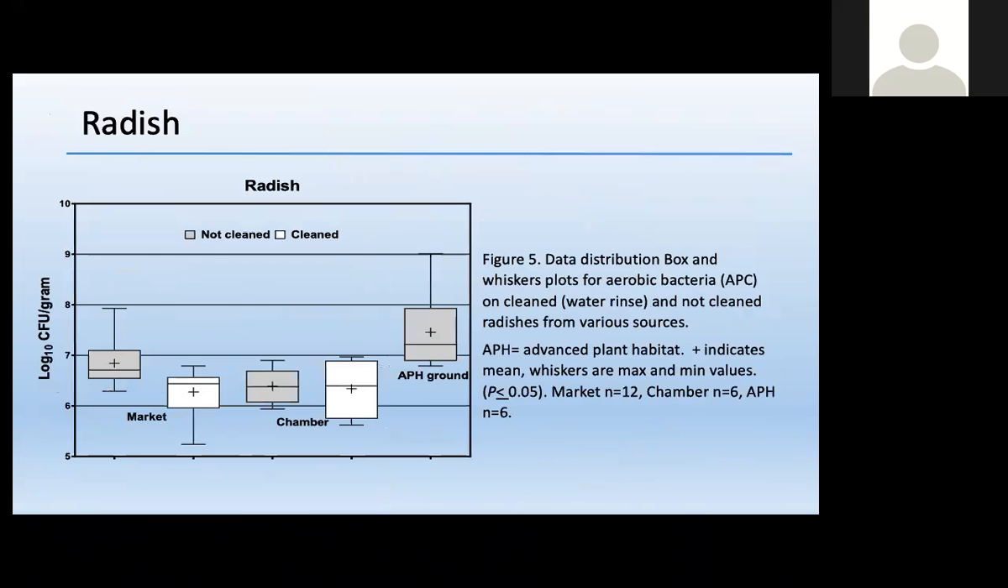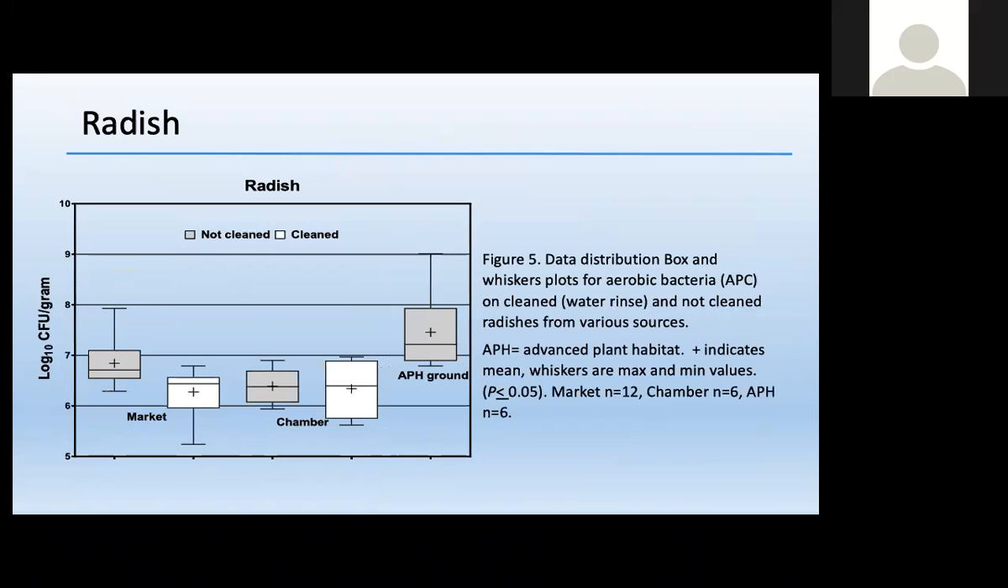Okay, I better hurry up here. So with radish, I just show the plate counts. There's really no difference in radish. Radish has a high count. It's a storage root. It's in there with the moisture and the nutrients, so that would be expected.